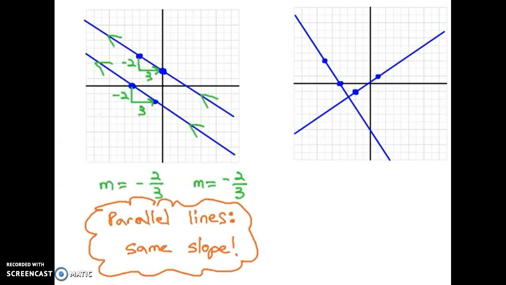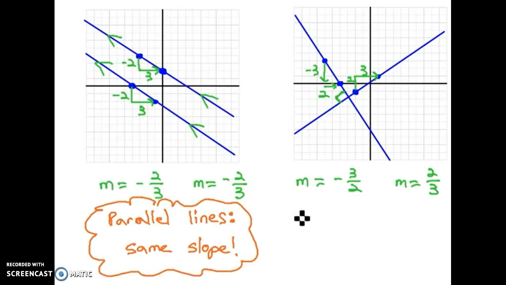Taking a look at perpendicular lines. Perpendicular lines are lines that meet at a perfect right angle, or 90 degrees of intersection. Notice the slope of the first line on the left goes down 3 over 2. It's negative 3/2. The slope of the second line on the right is up 2 over 3. It has a slope of 2/3.